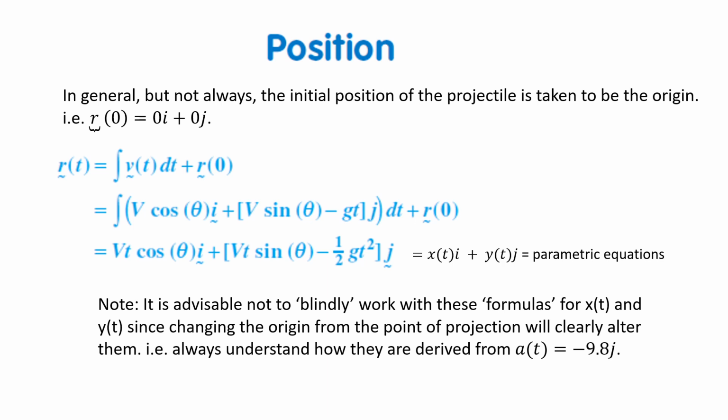Now, through the course of these last two slides, we've come up with generalized rules for velocity and for position. It's not advisable that you just memorize these and plug them into situations of projectile motion. Always understand how they're derived from the initial acceleration function as a function of time. It's simply a constant function in the j direction: negative g in the j direction, or negative 9.8 in the j direction, of course, in meters per second squared.